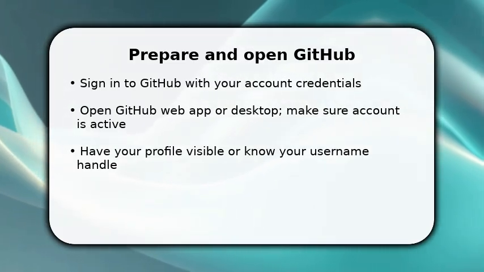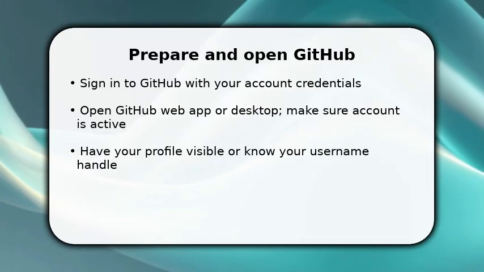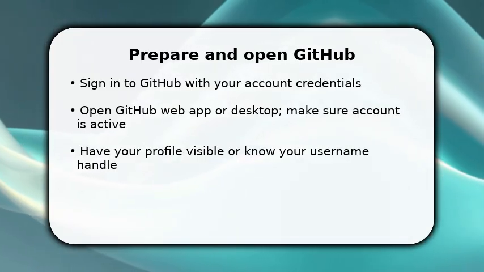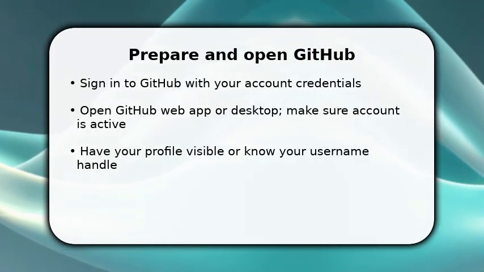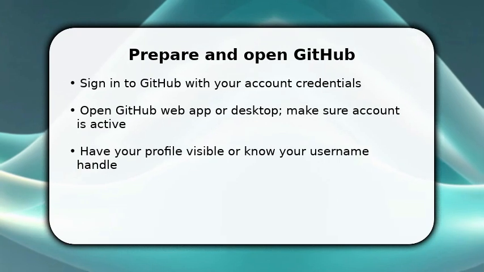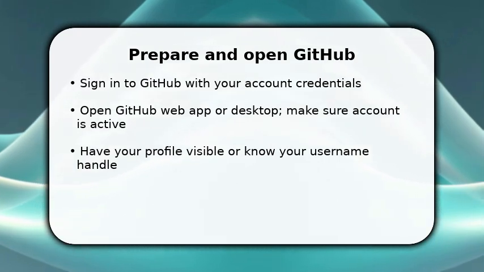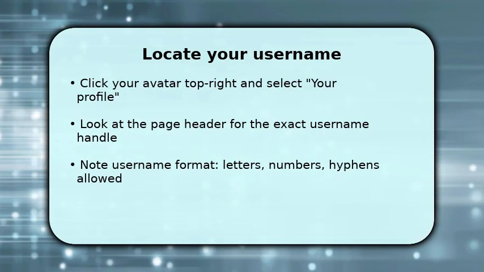If you manage multiple accounts, switch to the one you intend to check. This avoids confusing the username with another profile you might own. You now click your avatar and choose your profile to view the public profile page. This is where GitHub displays your username and real name.